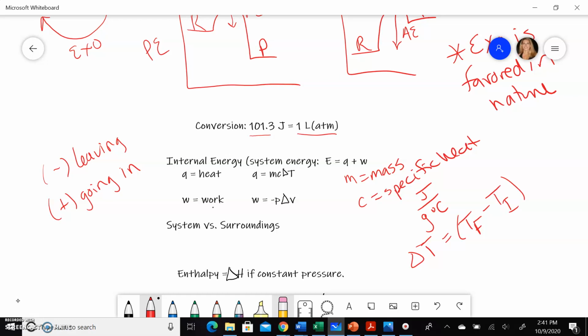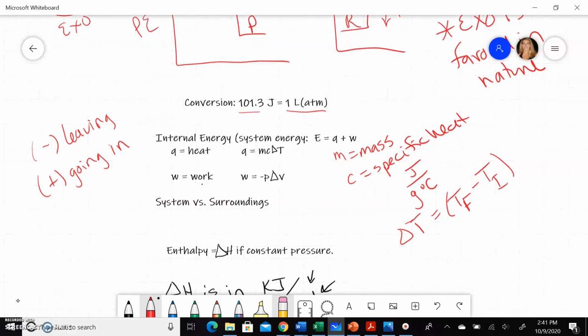The other part of this, the system energy, is called work, and work has to do with changing the volume. So notice that equation, work is equal to negative P times the change in volume. And again, you'll get a negative or a positive for this, and that has to do with whether you're doing work on the system or whether the system is doing work on the surroundings. So first of all, the system is like the beaker, and the surroundings is like the stuff around the beaker. Or if you have a balloon, the balloon and everything in it would be the system, the air surrounding the balloon would be the surroundings.